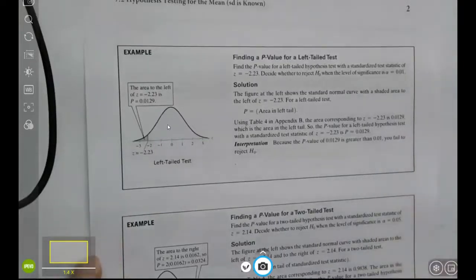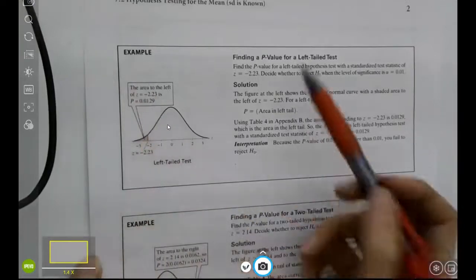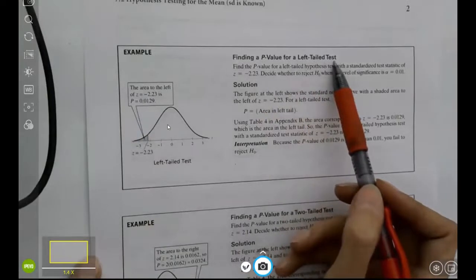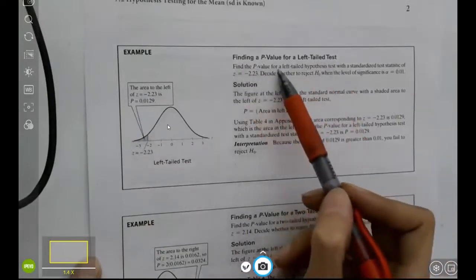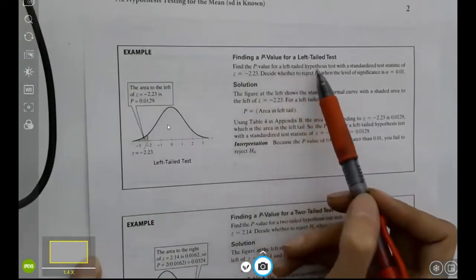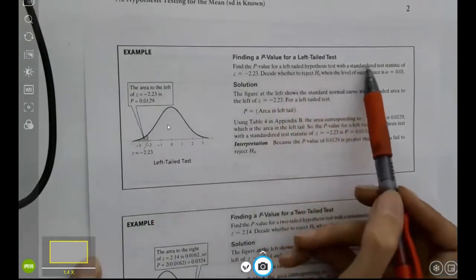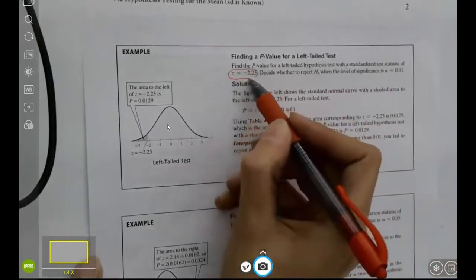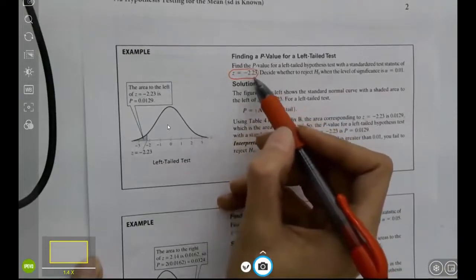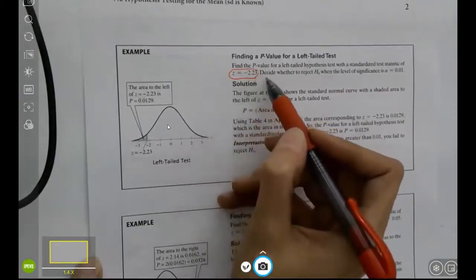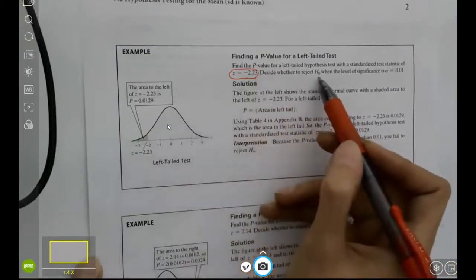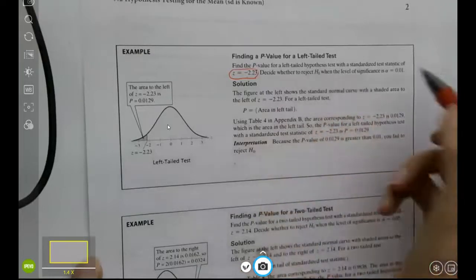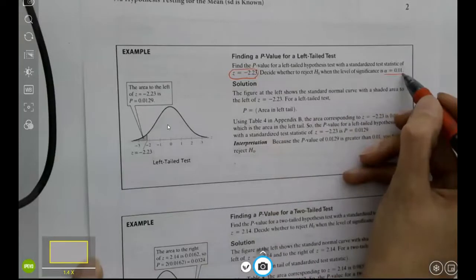Page 2, example. Finding a p-value for a left-tailed test. Question says, find the p-value for a left-tailed hypothesis test with a standardized test statistic, which is given to you as z equals minus 2.23. Decide whether to reject the null hypothesis when the level of significance alpha is given as 1%.